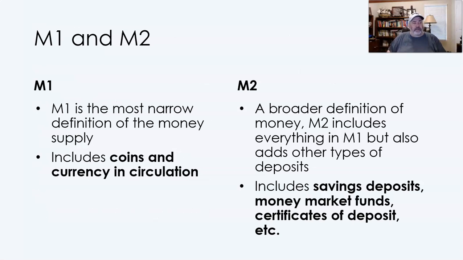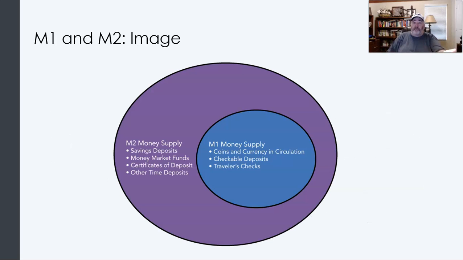All right, so here's M1 and M2. M1 is that narrow definition, just the coins and currency and your checking account. That's pretty much it. Traveler's checks, bleh. And then the broader definition includes everything else: savings, money market funds, CDs, etc. And remember, M2 includes M1. Here's a Venn diagram. If you've ever seen this, you know what this is. The broader one is M2, and you'll notice M1 is inside M2. There is 100% overlap. Everything that's in M1 is also counted in M2.